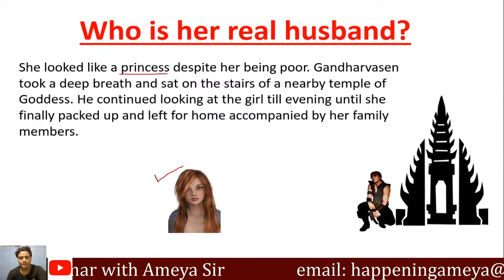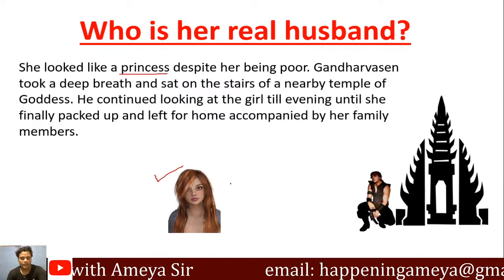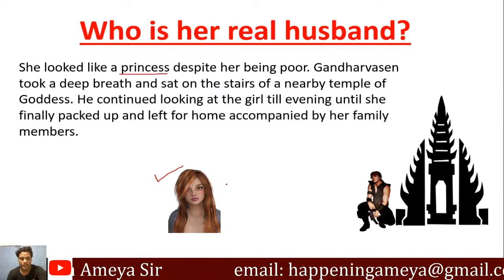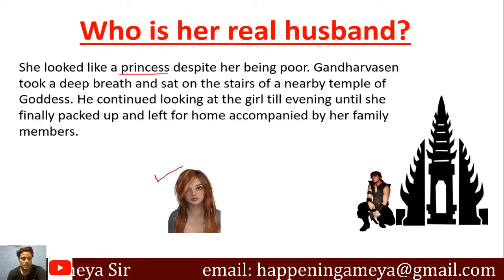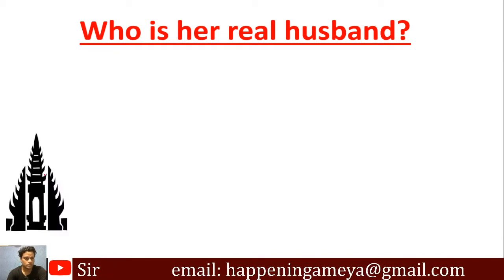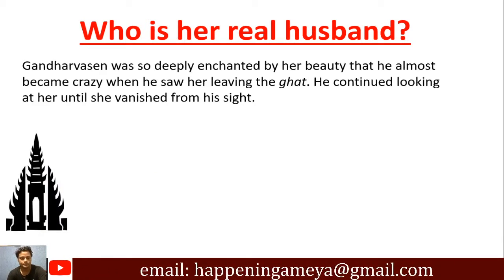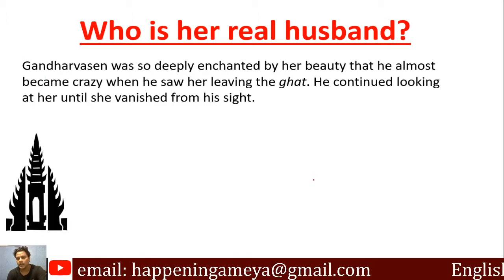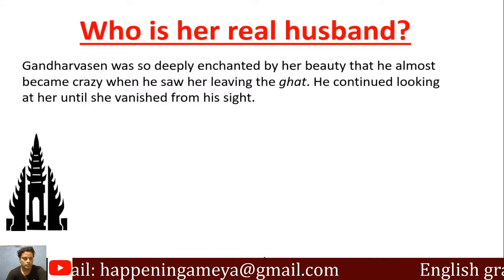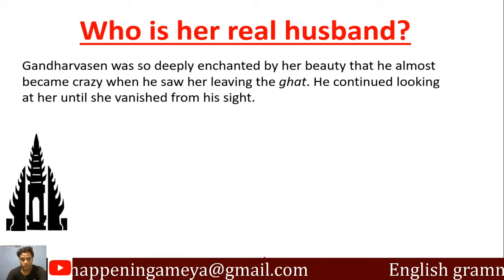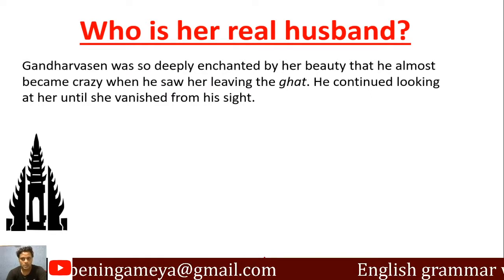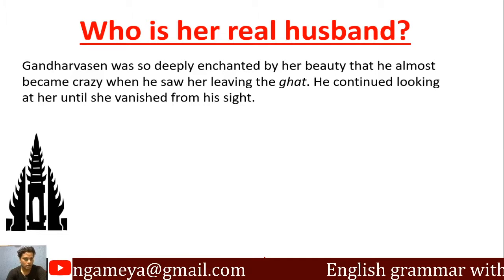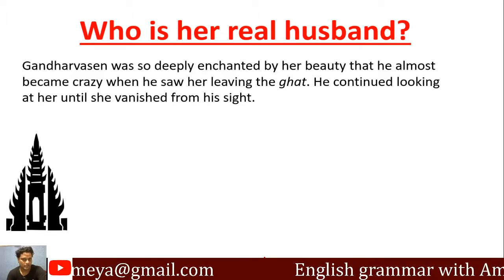So there was a temple. Gandharva Sen was there waiting and looking at her all the time. Finally she packed and she left. And of course Gandharva Sen was sad. Let's see what happens next. Gandharva Sen was so deeply enchanted by her beauty that he almost became crazy when he saw her leaving the ghat. He continued looking at her until she vanished from his sight.